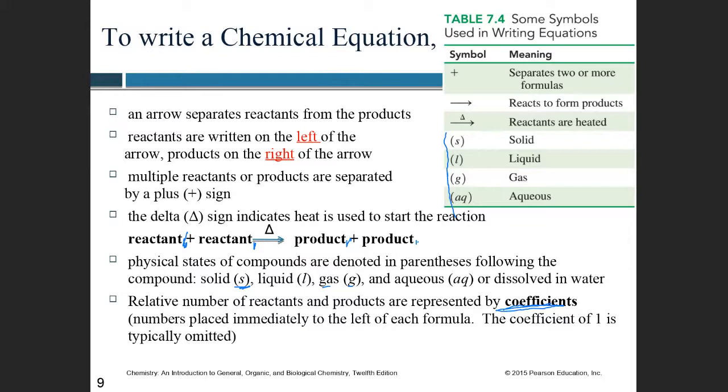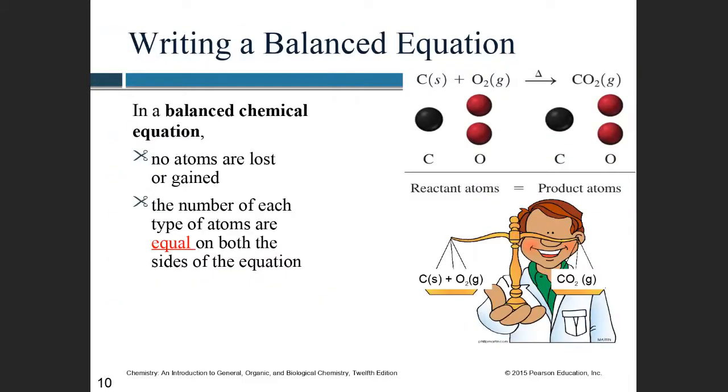To balance the chemical equation, we are going to place a coefficient in front of each formula. The coefficient of 1 is typically omitted. So if it is 1, we are not going to write it.